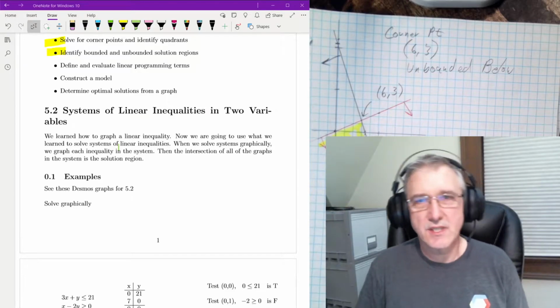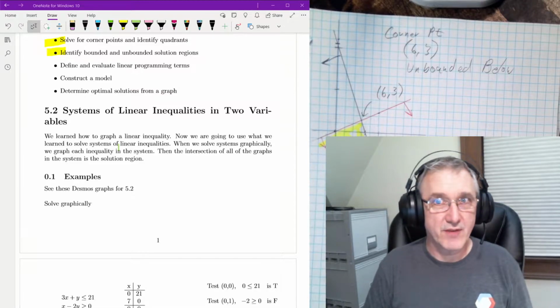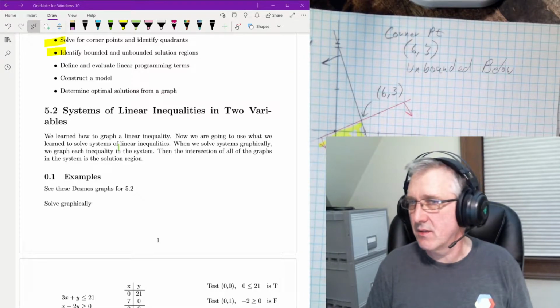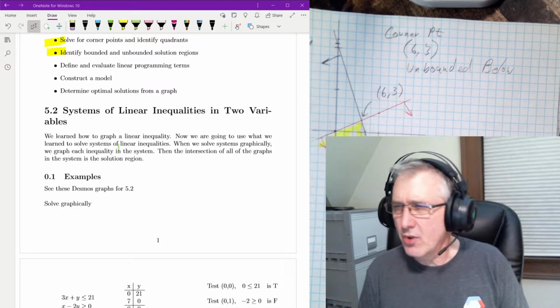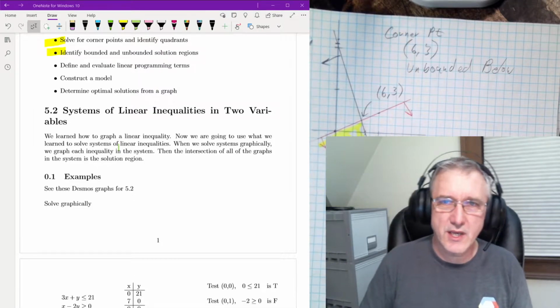Hey, so this is lecture 8, part 2. We're going to cover section 5.3 in this part. I'm not sure if I'll get through the whole thing in this lecture. We'll give it a shot, but potentially it's a longer one. There's one really long example.